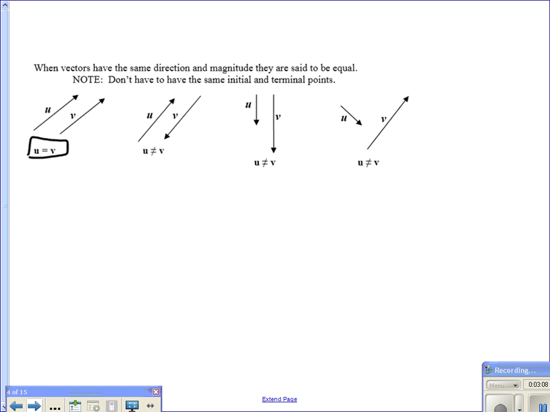Now if you look at the next pair, vector u and vector v, because vector v is going in a different direction, these are not equal. If you look at vector u and vector v for the next pair, they are going the same direction. However, they are not the same length. So therefore, these are not equal. And these were the same length, but not the same direction. And for the last pair, vector u and vector v are not the same direction, nor the same length. So therefore, vector u is not equal to vector v. So that's just talking about equivalent vectors.